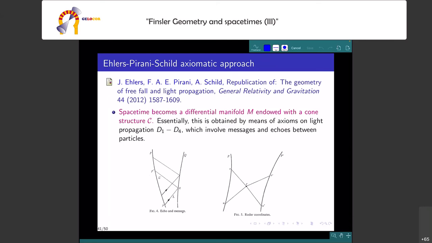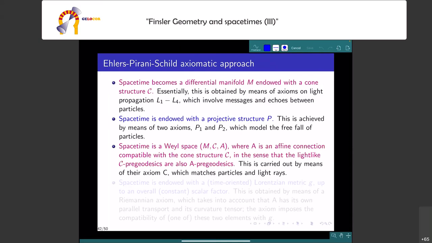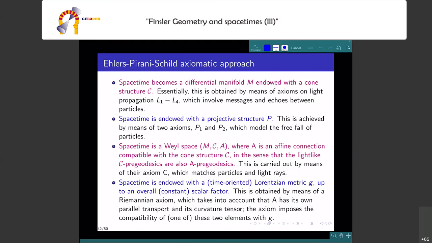Then they prove that spacetime is endowed with a projective structure, with some axioms which model the free fall of particles. Spacetime is a Weyl space, in the sense that there is an affine connection compatible with the cone structure. And spacetime is endowed with a tangential Lorentz metric g up to an overall constant scalar factor. So it seems that they exclude Finsler spacetime, but there are some issues here.